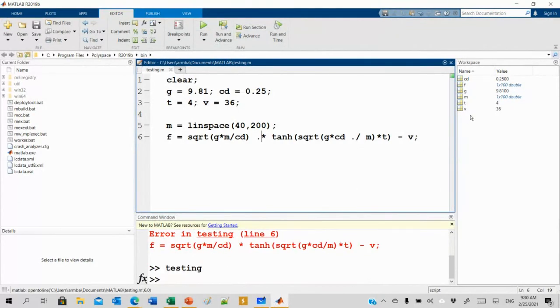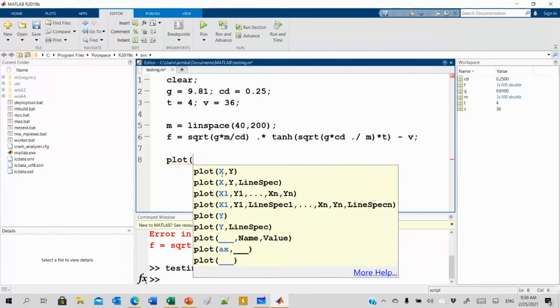Now it works. It gives me the mass as a vector with 100 values and f as a vector with 100 values. Plotting in MATLAB is very easy. It just says plot x and y, but they have to be vectors and have to have the same length. I cannot plot a single variable. It must be a vector, and both the vectors should be of the same length. So here we have 1 by 100, 1 by 100, so we can plot them.